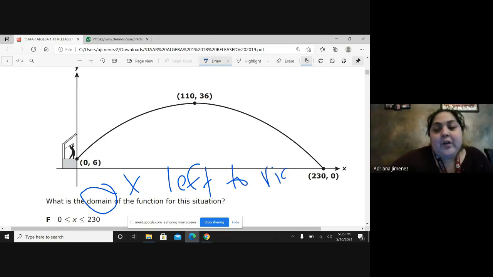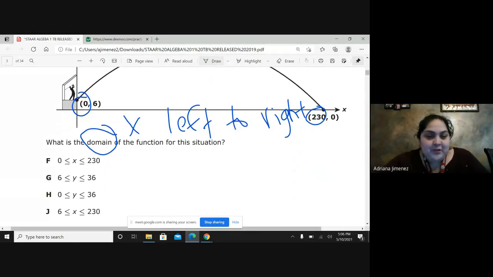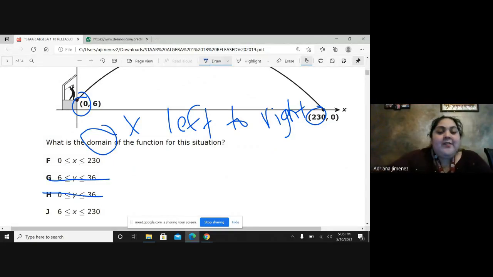To right. Okay. I'm done. So this is 0, and this is 230. Okay. So we looked at the picture. We got our numbers from the picture. We know that domain is the letter X. Now all I have to do is figure out which answer choice matches that. We cross out all the ones that have Y's, okay? And then we're choosing the answer choice that has those 2 numbers that we circled.